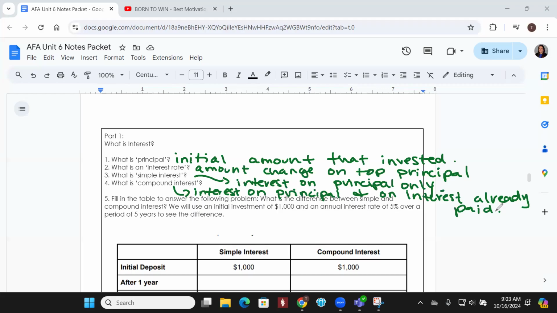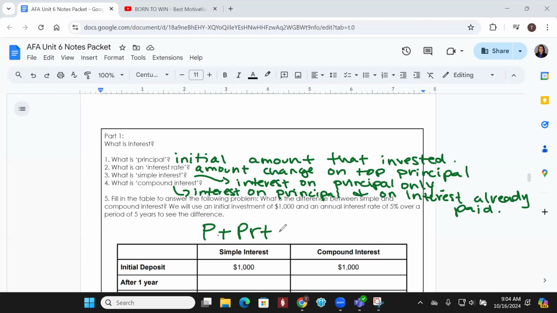All right, so we're going to fill in the table to answer the following problem. What is the difference between simple and compound interest? We will use an initial investment of $1,000 and an annual interest rate of 5% over a period of 5 years to see the difference. Okay, so just a refresher, simple interest, that formula is P plus P times R times T. Okay, P is your principal amount, R is your rate, and T is the number of years.